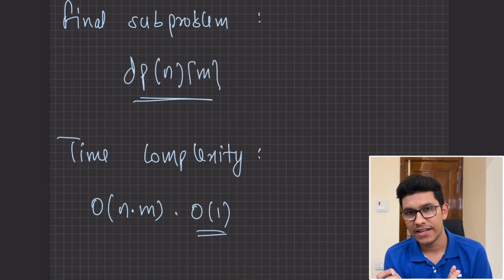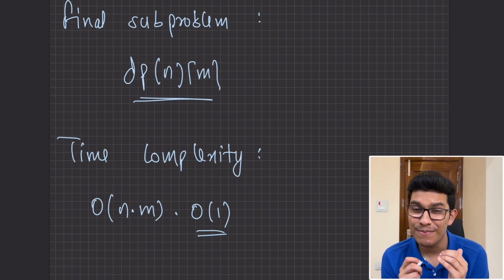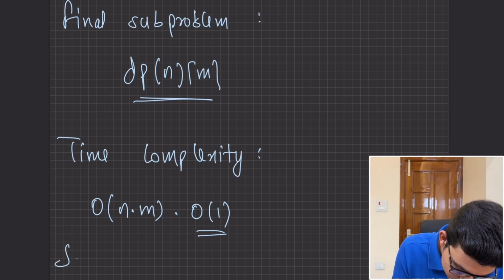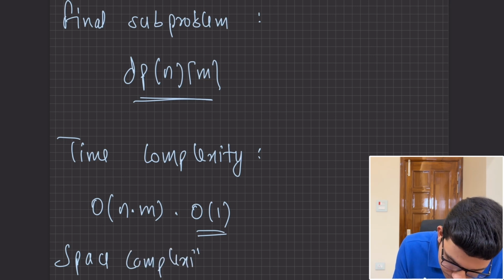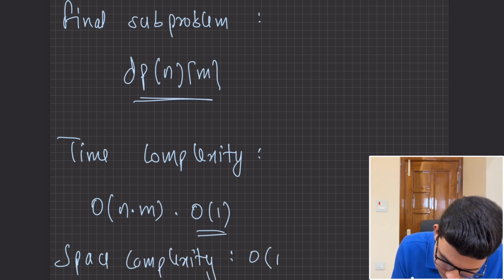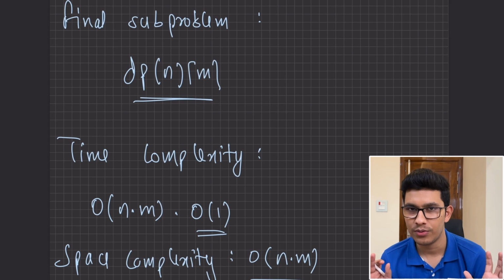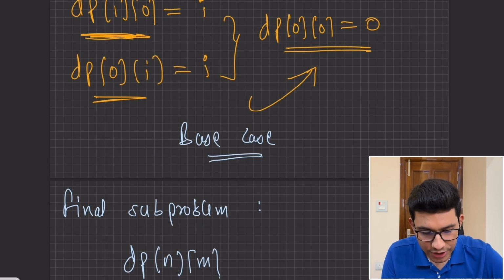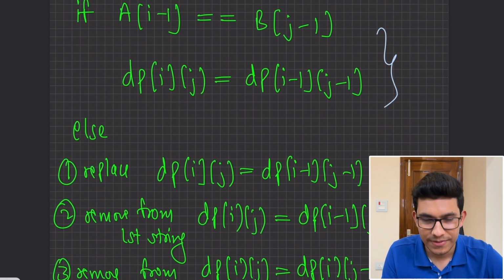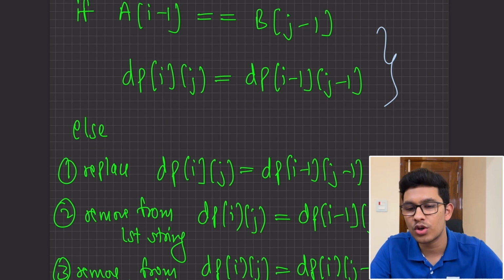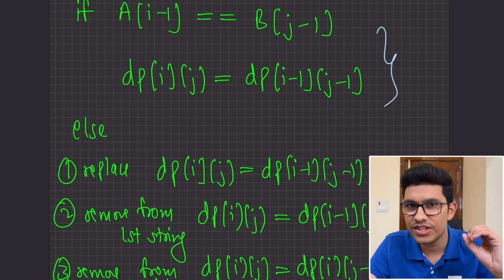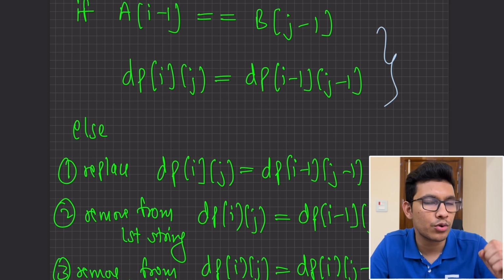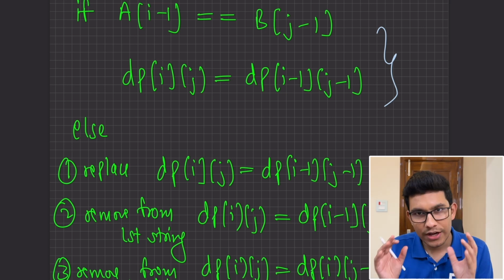What about the space complexity? The space complexity again is the number of states. So space complexity is going to come out to be order of n into m, because the number of states are here order of n into m. Got it? Now one more thing that you must understand is that there is a scope of space optimization here, right? We've already understood what space optimization is. In case you haven't checked out that lecture, I would highly recommend you to do that.